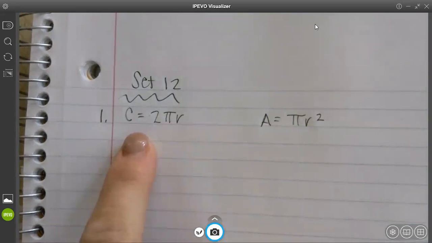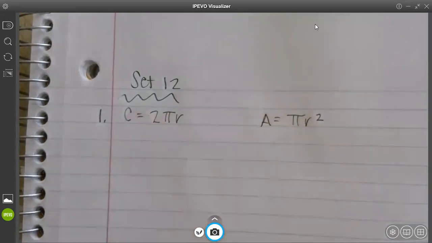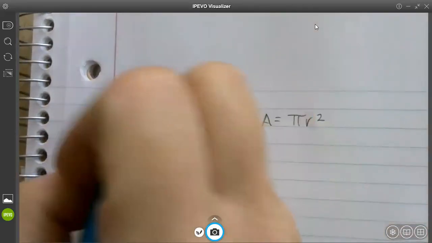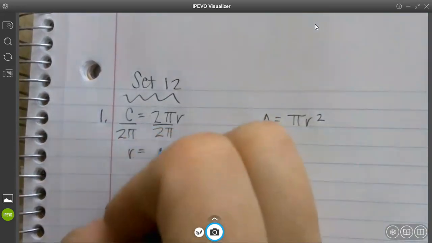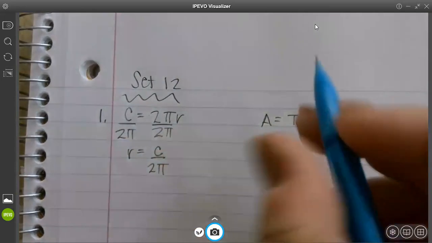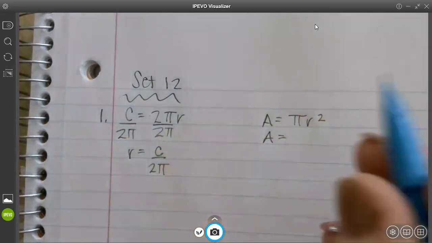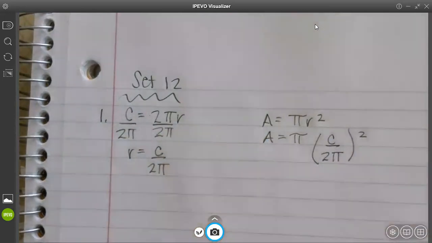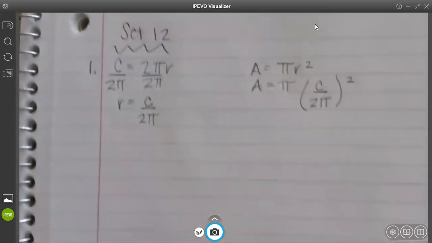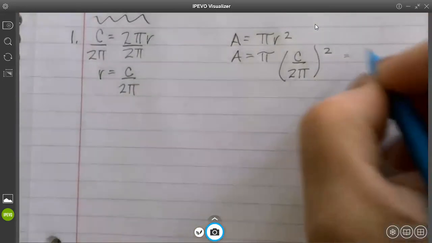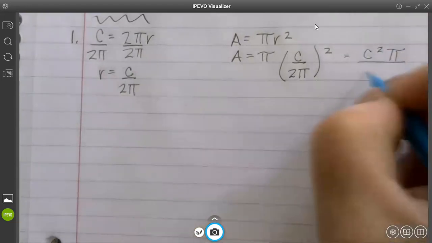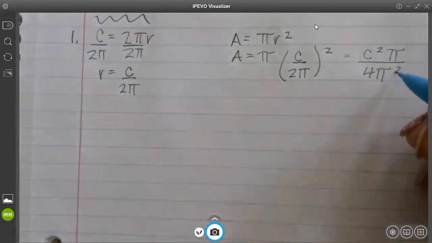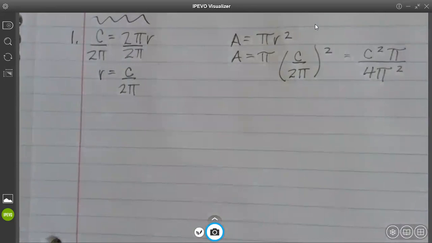So how do I fix this? What is the only variable over here? R. So how do we fix it? So we get area equals pi times c over 2 pi, squared. Clean that up. C squared pi over 4 pi squared. 2 squared is 4, and then pi squared.